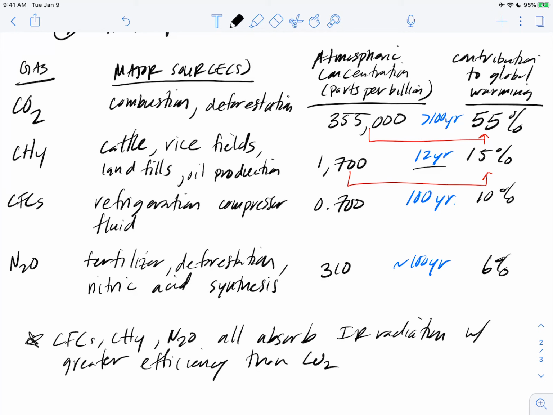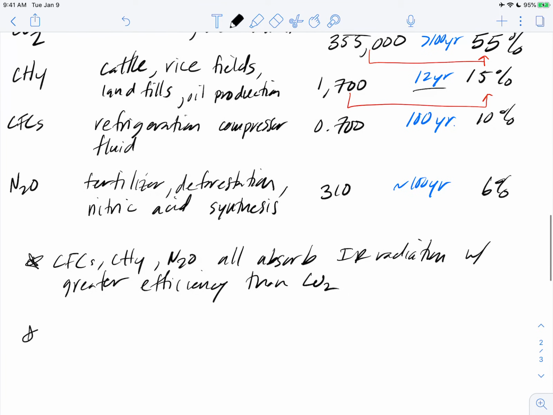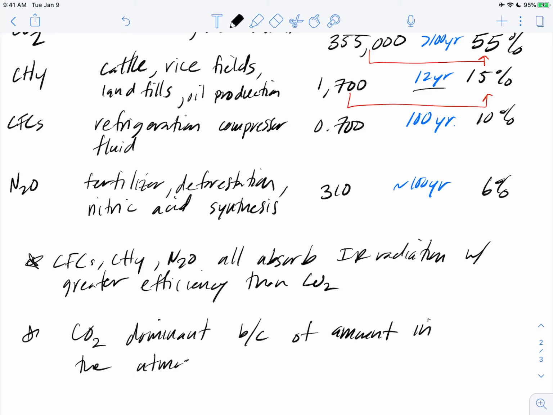So that's the first point. The second point is that the reason why we're not talking about these as much as CO2 is that CO2 is dominant simply because there's just so much of it. Dominant because of the amount in the atmosphere and the lifetime. So it's a problem that is big now and will continue to be a problem for the future.